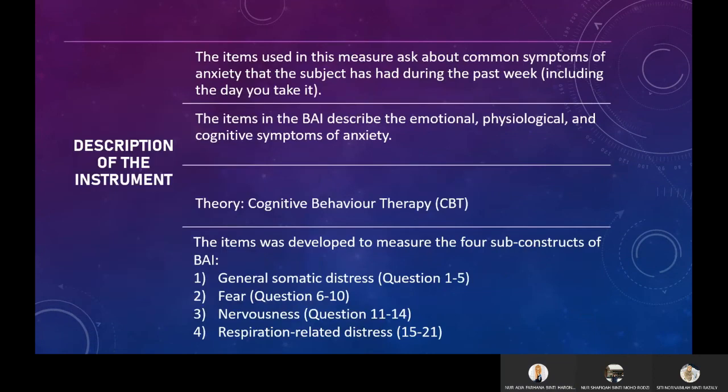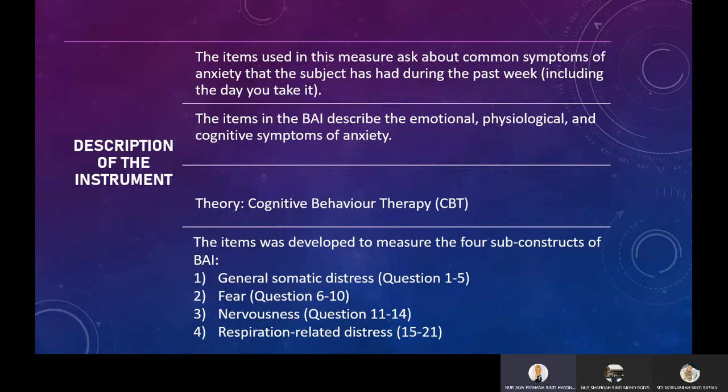Next, the description of the instrument. The items used in this measure ask about common symptoms of anxiety that the subject has had during the past week, which is the symptoms that the client experienced within a week, including the day the client takes this test. The items in the Beck Anxiety Inventory describe the emotional, physiological, and cognitive symptoms of anxiety.